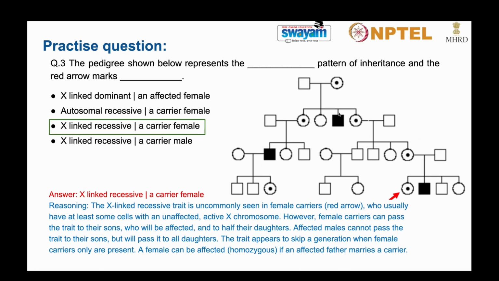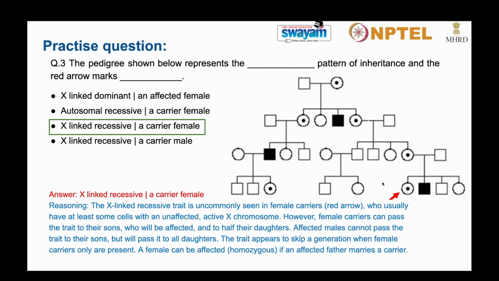It's quite clear from here that the female is a carrier, and a female is a carrier only when it is X-linked recessive. Because if it is X-linked dominant, then the female would have shown the diseased state and not the carrier state. So carrier is only observed when there is the recessive trait, and X-linked recessive trait is uncommonly seen in female carriers, who usually have at least some cells with an unaffected and active X chromosome. However, female carriers can pass the trait to their sons, who will be affected because the females are passing one of their X chromosomes to their sons. So even if they are carriers, when they pass it to their sons, the sons will always show the disease. That's why the correct answer is X-linked recessive and the female is the carrier female the red arrow represents.